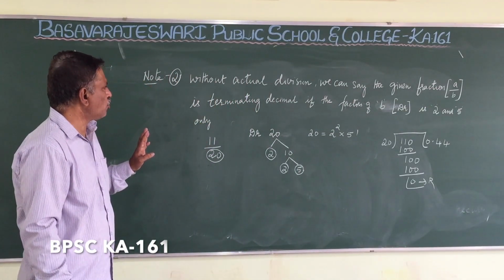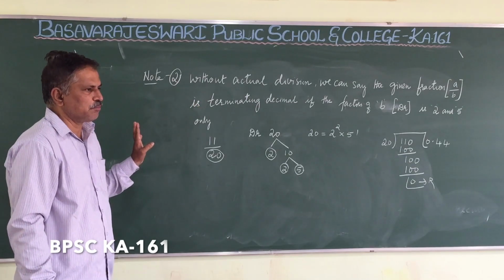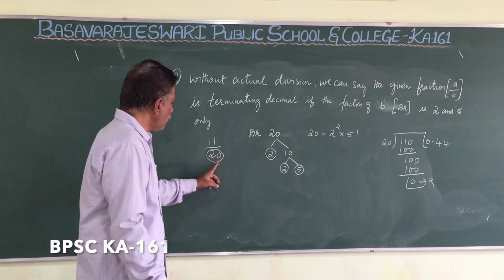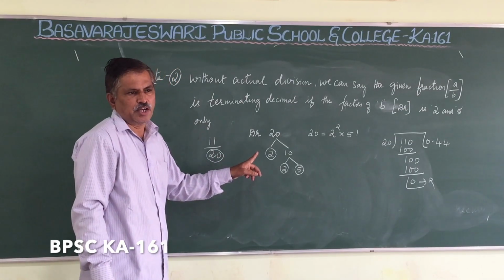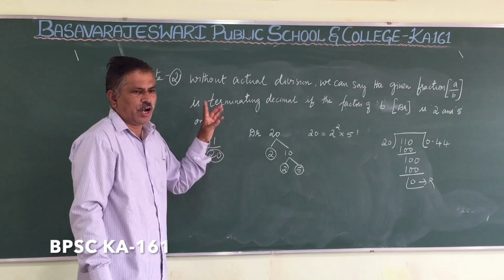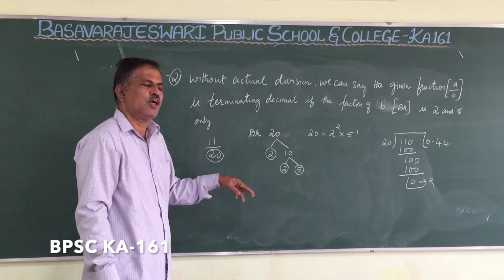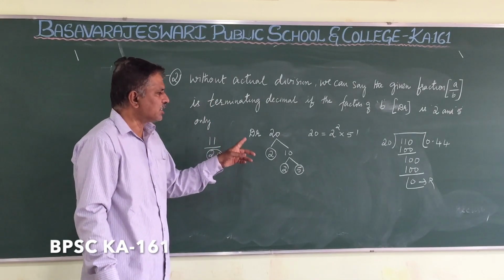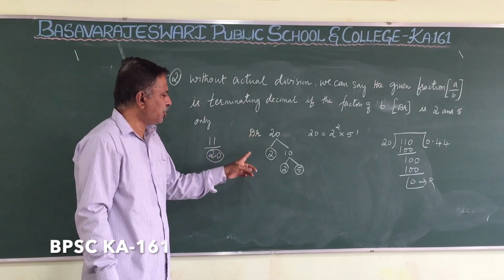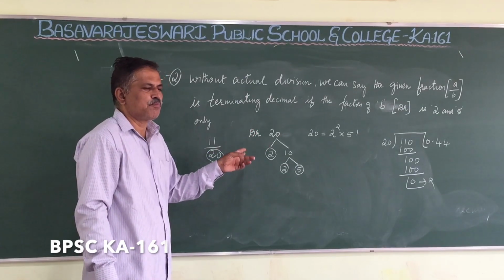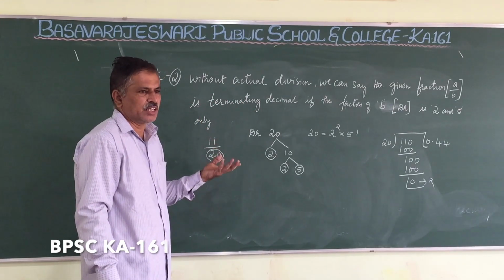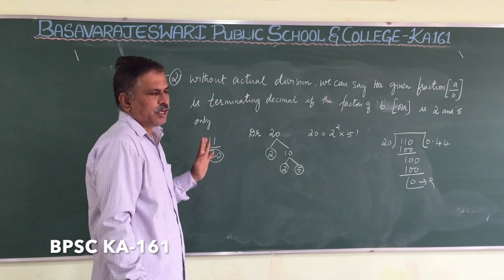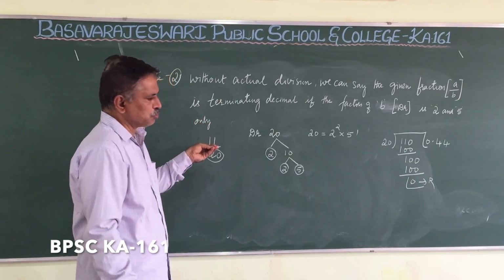So very clearly, without actual division means you have to take the denominator and find its prime factors. It should be 2 and 5, or only 2 is acceptable, only 5 is also acceptable. Other than that you should not get. If you get 2 or 5, or both 2 and 5, then it is called a terminating decimal. If you get anything other than that, it is a non-terminating decimal. Please note down this one.